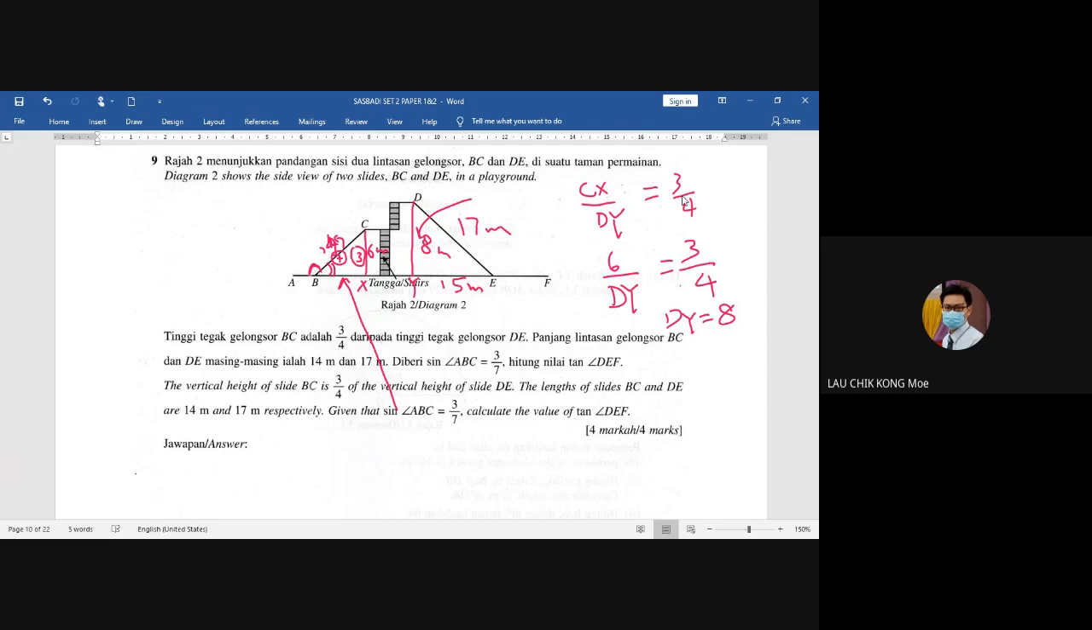So ini semua boleh dikira langkah. Kalau awak buat pada gambar aja, is okay. And then we want to find a tangent. So tangent angle DEF. Where is the DEF? DEF here. Oh, this is a quadrant 2. Tangent quadrant 2 negative. So tangent is opposite divided by adjacent. Opposite side divided by adjacent. 8/15. So we have a negative 8/15. So this is question number 9.